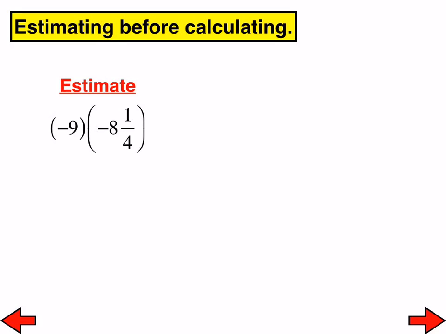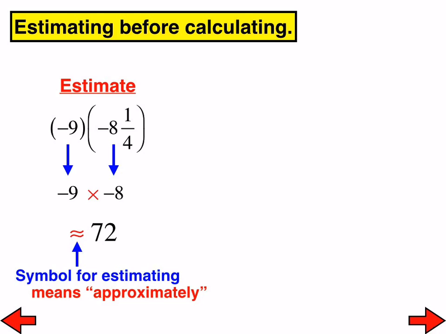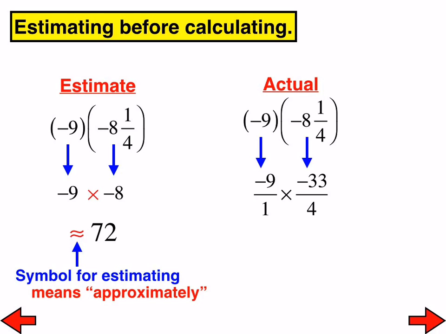So if we were asked to estimate -9 times -8 and 1/4, and this is not anything new as far as the idea of estimating, we could estimate the product to come from -8 times -9, which of course is positive 72. And so we would say that that's approximately 72. And then if we were actually to do the math, and we've already talked about the symbol for estimating, we better get something that's close to 72. And 74 1/4 is reasonably close. So that means that more than likely we've done everything correctly there.